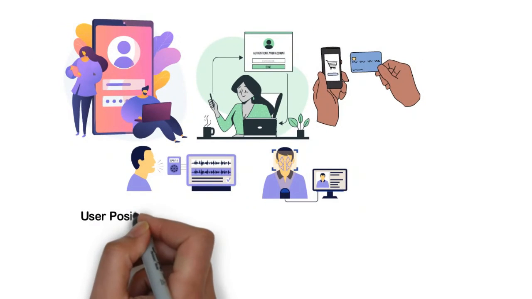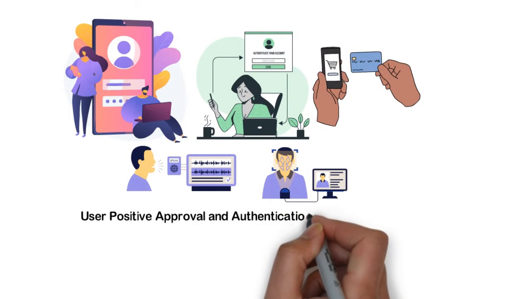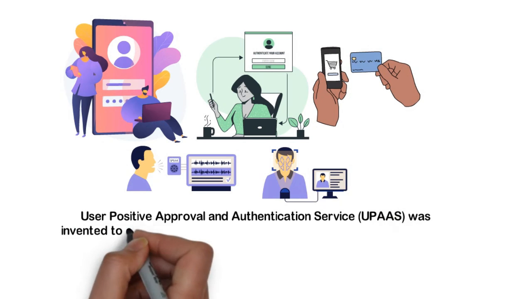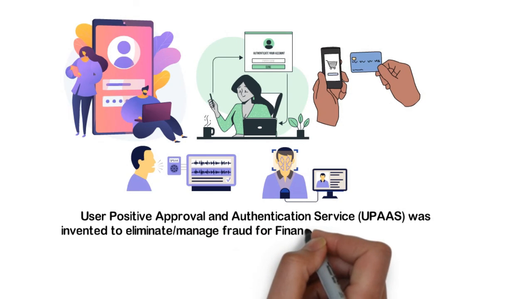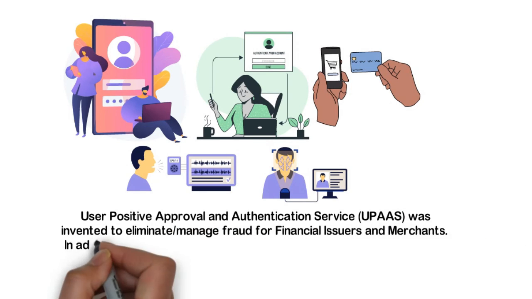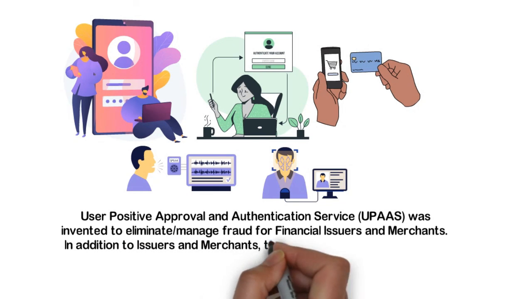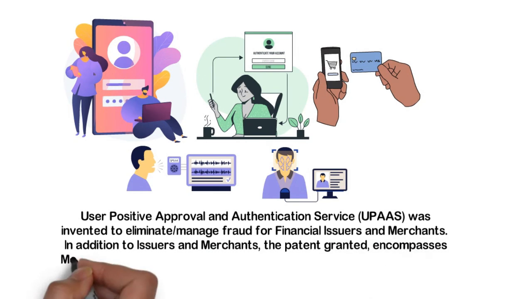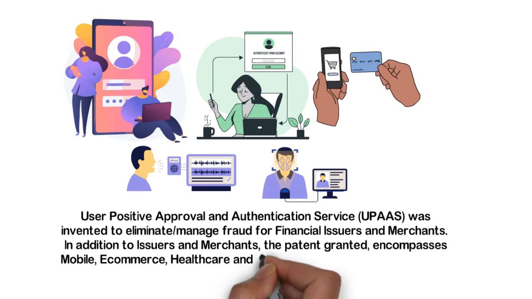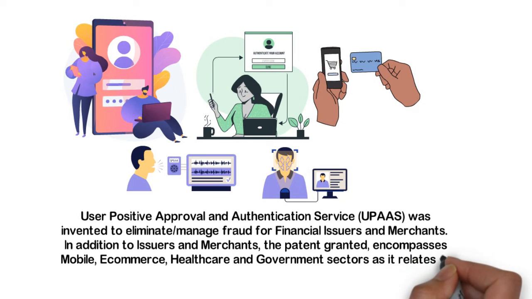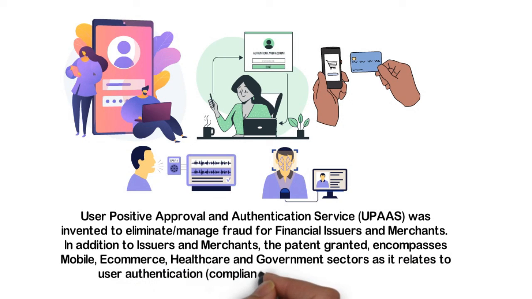User Positive Approval and Authentication Service, UPAAS, was invented to eliminate and manage fraud for financial issuers and merchants. In addition to issuers and merchants, the patent granted encompasses mobile, e-commerce, healthcare, and government sectors as it relates to user authentication, compliance, and fraud prevention, etc.